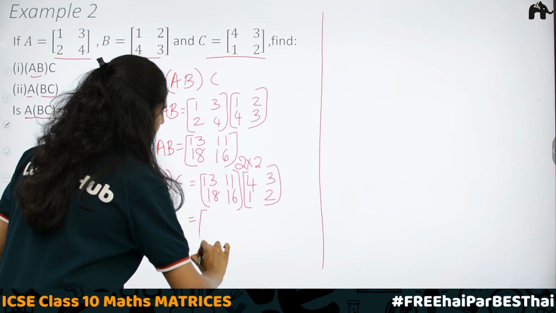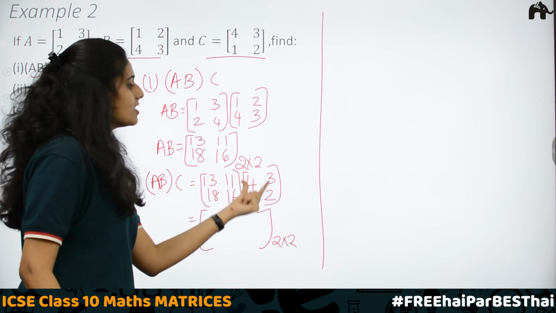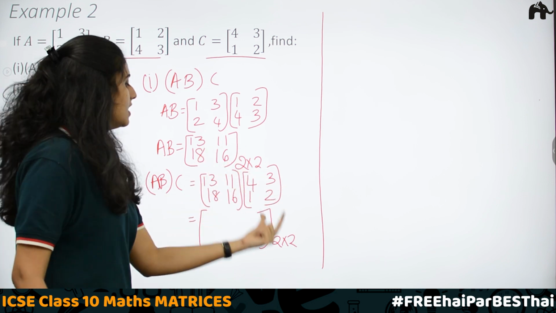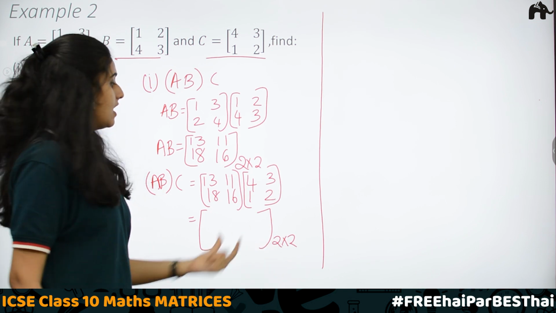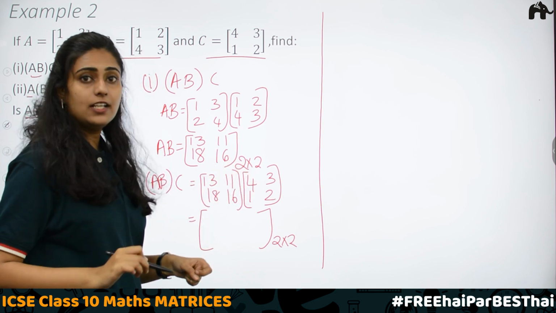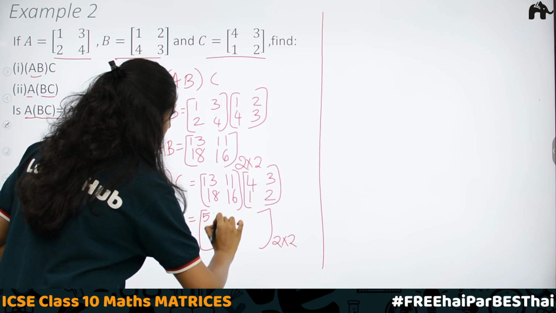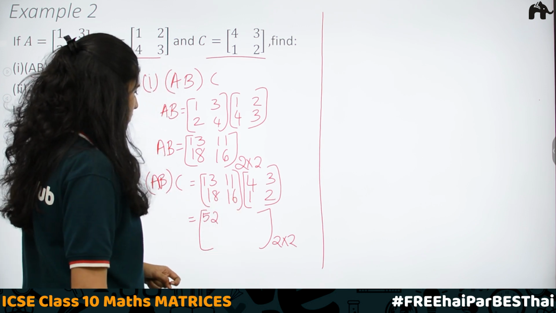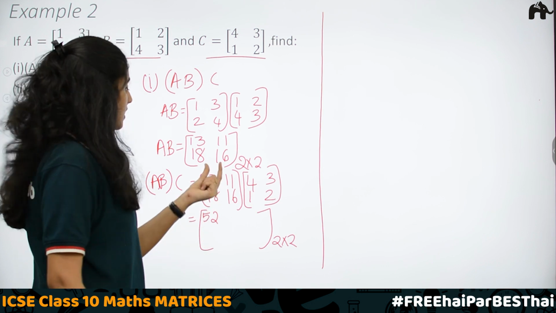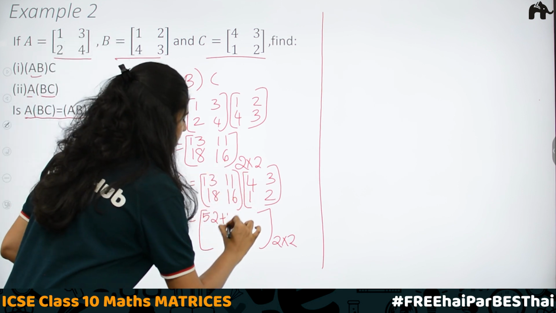Again we will be getting a 2 by 2 matrix, right? This is a 2 by 2 matrix. This is also a 2 by 2 matrix. 2 by 2 matrix and 2 by 2 matrix, when multiplied, the product matrix should be a 2 by 2 matrix. What are the elements? 13 into 4. 13 into 4 will be getting 52. Next, plus 11 into 1. 11 into 1 is 11.